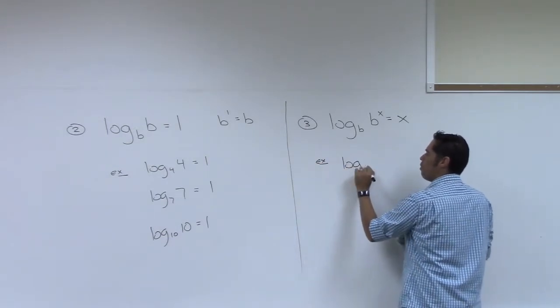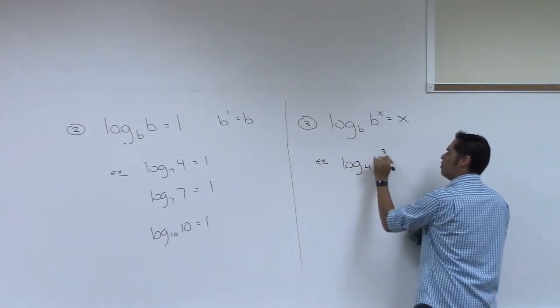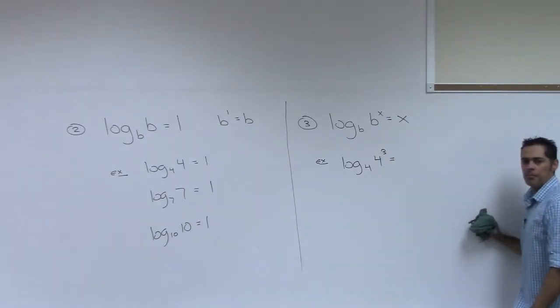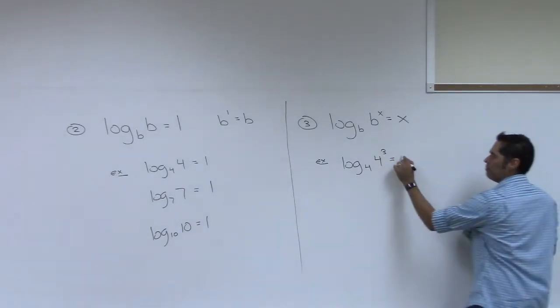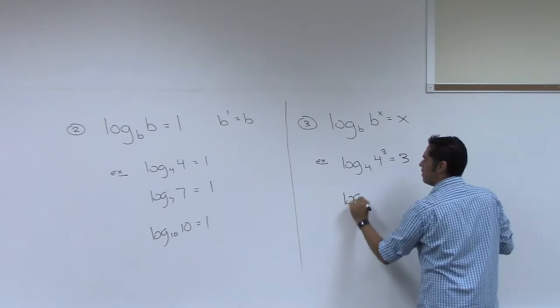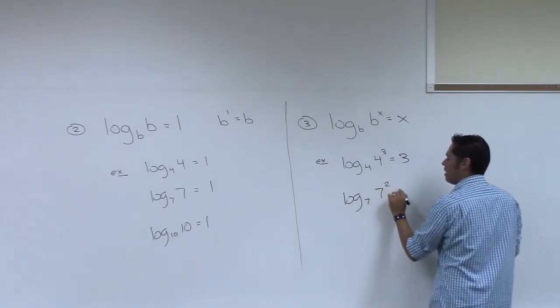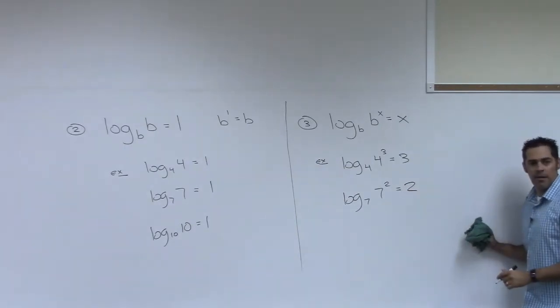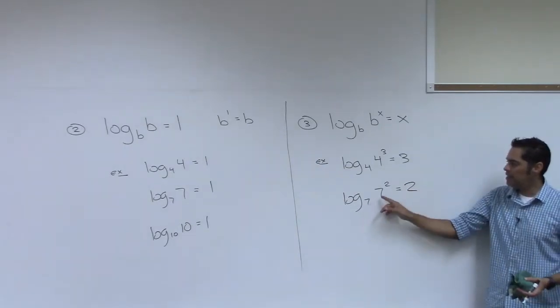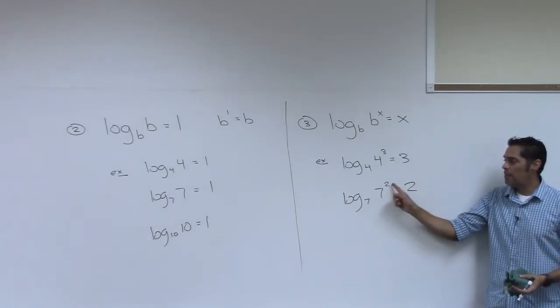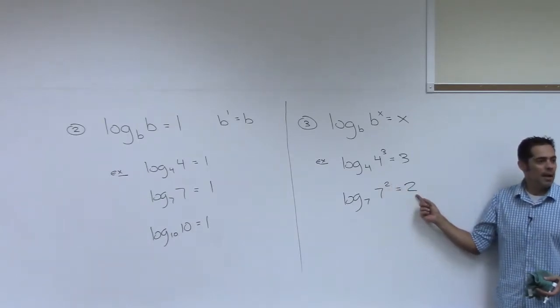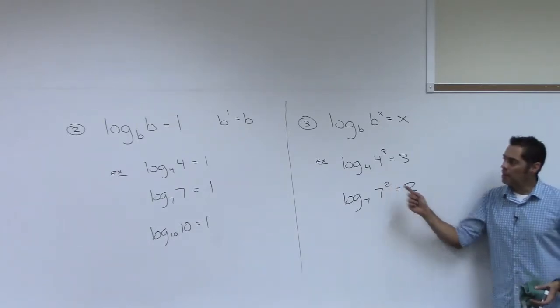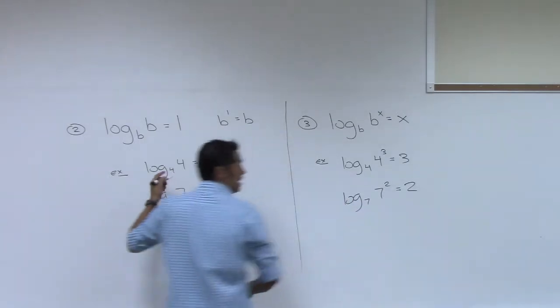Log base 4 of 4 cubed is what? 3. Log base 7 of 7 to the second power is 2. Right? So if the base and this number are the same, whatever the power is here, the power gets spit out.